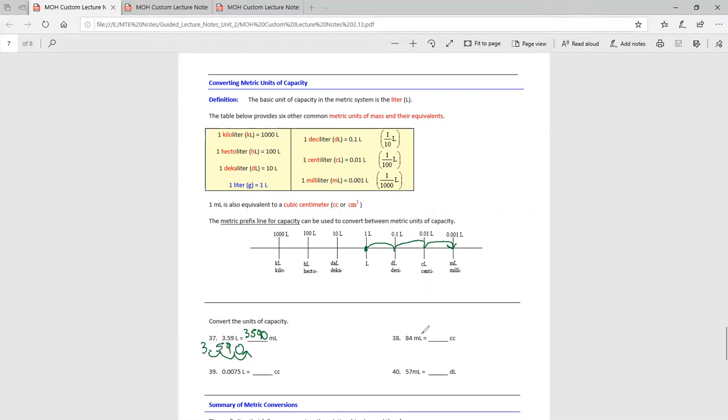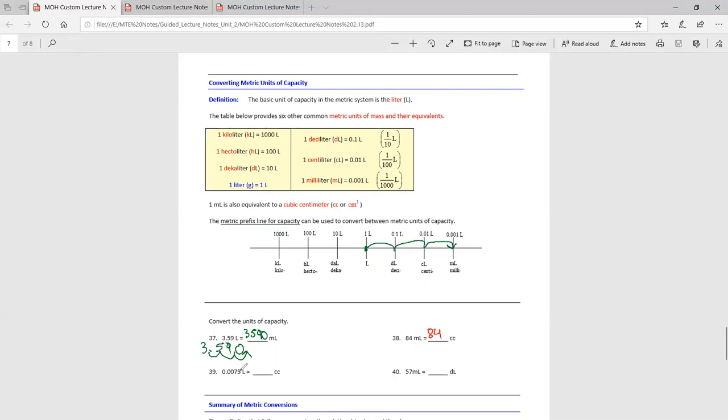Now let's do number 38. We're going to go from milliliters to cc. Again, that was cubic centimeters, which is equivalent to milliliters. You have to remember that cubic centimeters are the same as milliliters. So we're going from milliliters to cubic centimeters. Wait a minute, what did I just say? 1 milliliter is 1 cubic centimeter. So milliliters is at the far right, which means cubic centimeters is at the far right, which means we don't move at all. 84 milliliters is the same thing as 84 cubic centimeters. They are exactly equivalent because a milliliter is a cubic centimeter.